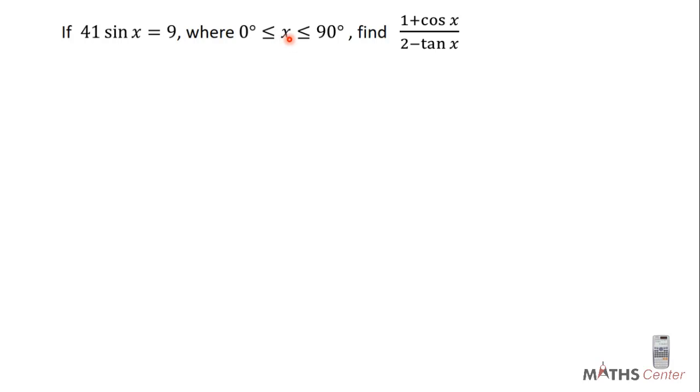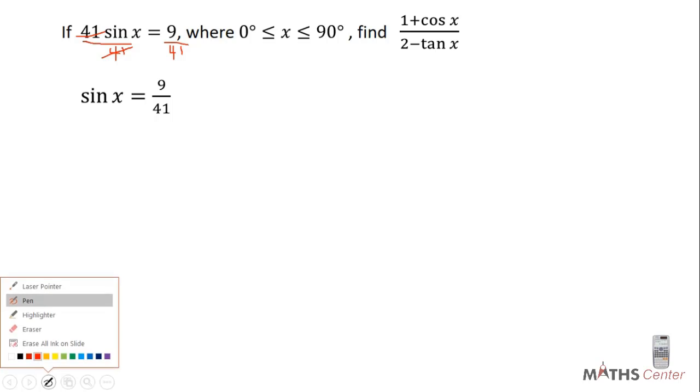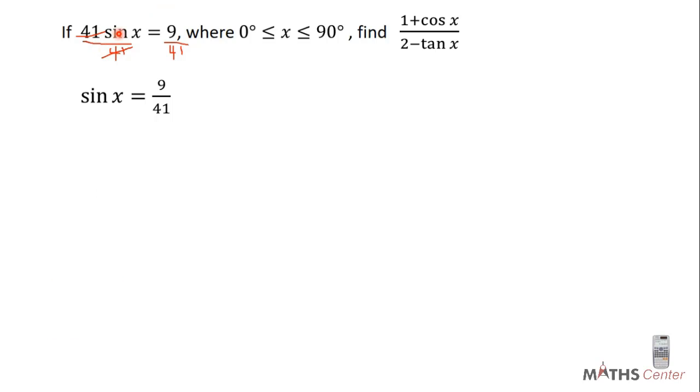So x is an acute angle, that is why it's between 0 degrees and 90 degrees. And we know that 41 sine x is equal to 9. Now look at something here. If we divide 41 sine x by 41, and we divide 9 by 41, you see that 41 will cancel 41 here. So you have sine x is equal to 9 divided by 41. We can say this from this equation, 41 sine x is equal to 9. So sine x is equal to 9 divided by 41.